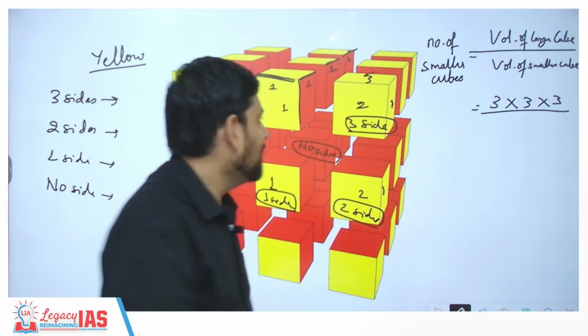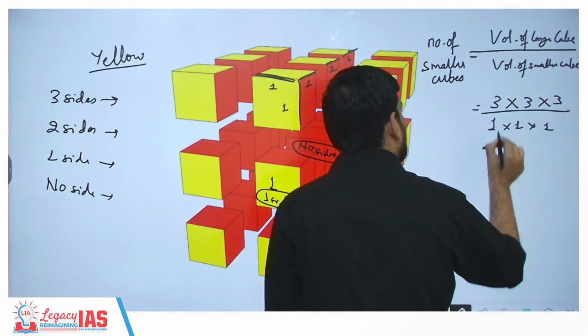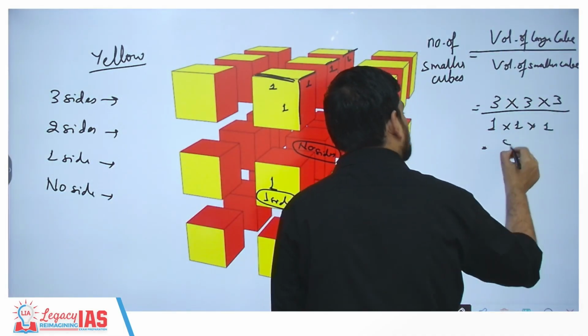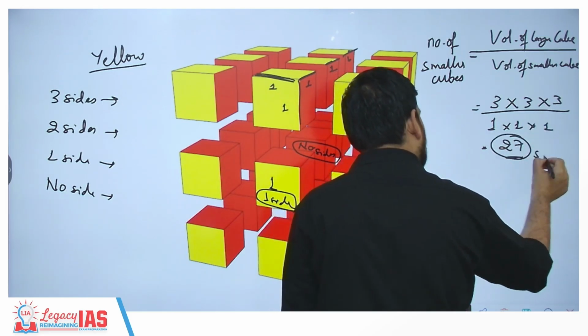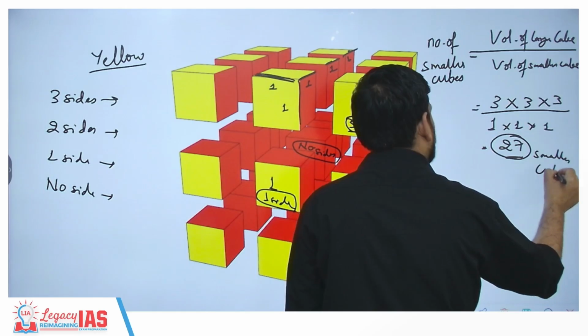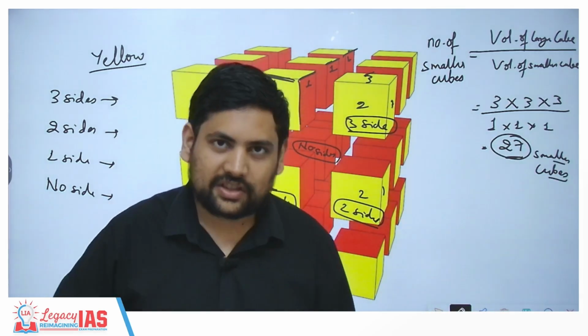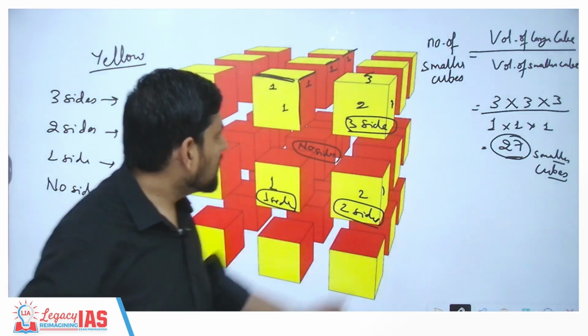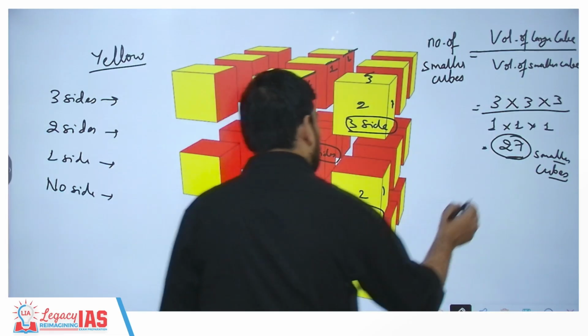Okay. So the volume of a smaller cube becomes 1 into 1 into 1. What did you get? 3 into 3 into 3 is 27. 1 into 1 into 1 is 1. So that means you will get 27 smaller cubes, as he also gave you while giving the illustration. Okay. So this is how you calculate the number of small cubes. So the total number of small cubes is 27.